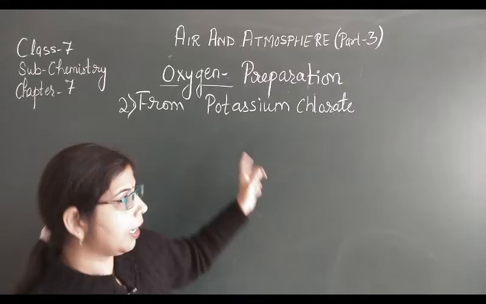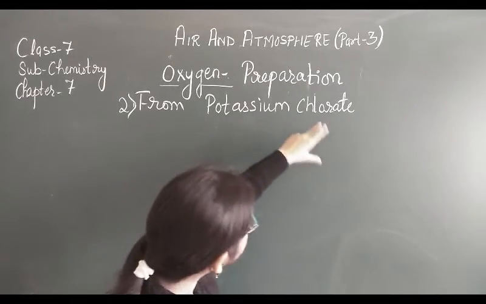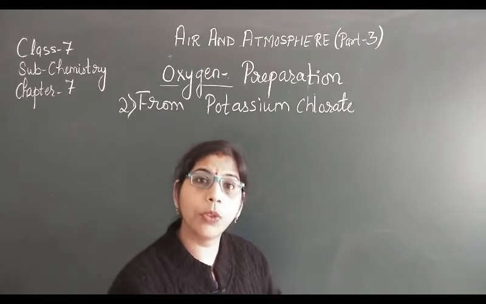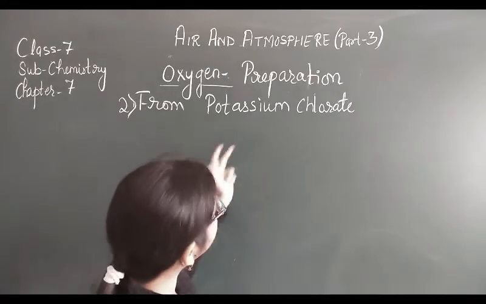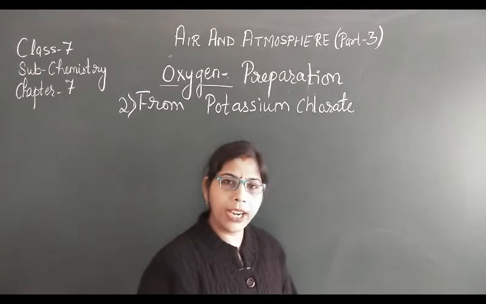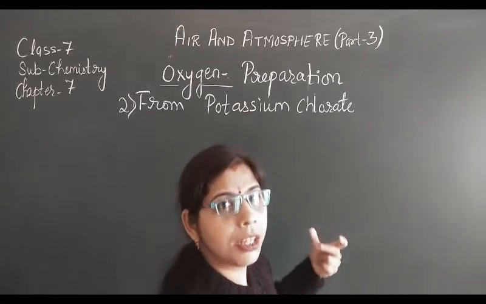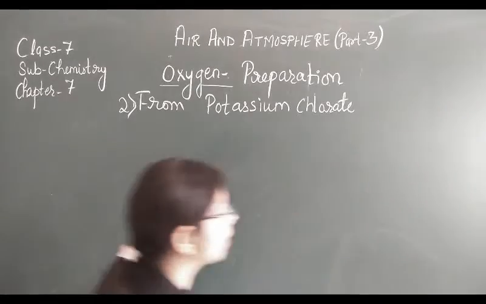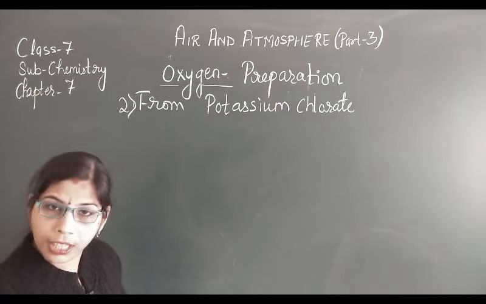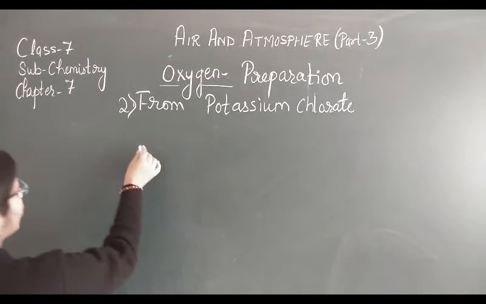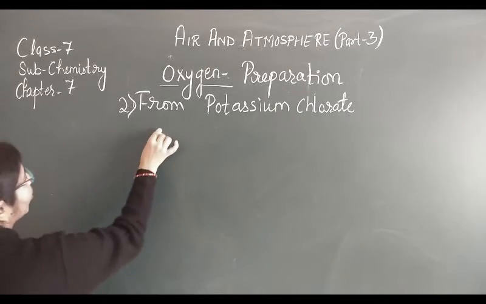Now what happened here? The potassium chlorate is going to decompose into potassium chloride, and it is going to liberate oxygen gas. That means this is also a decomposition. So let us write the potassium chlorate formula.